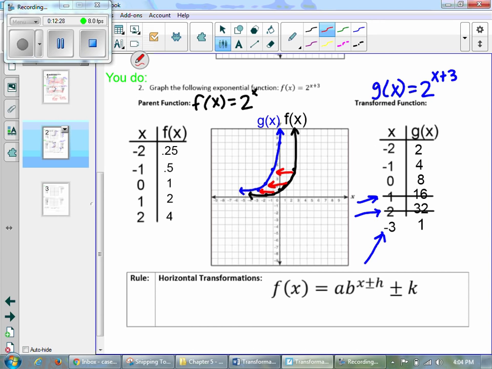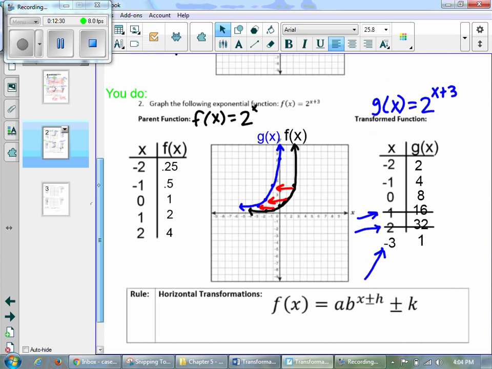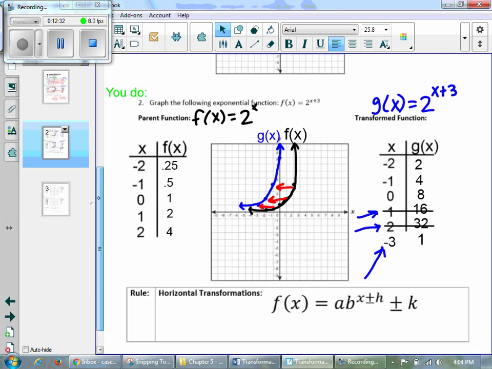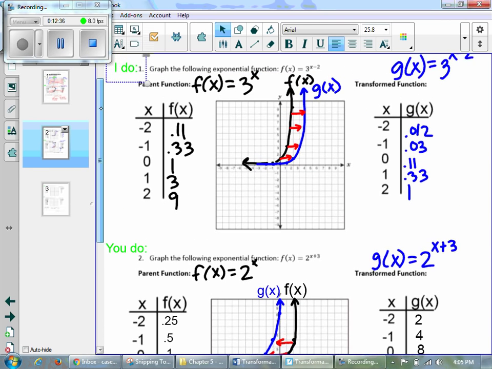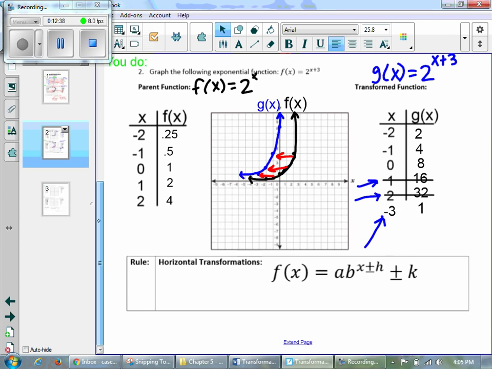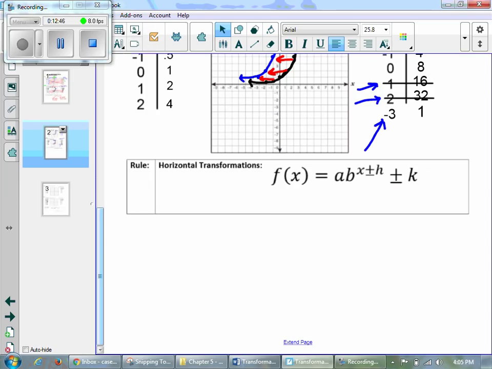What do we notice? In conclusion, if you look at the first one and the second one, and you look at the direction of my arrows from the parent function to the transformed function, you will conclude that there's a horizontal transformation, left and right shifts. That occurs when the power is being added or subtracted to a number. Not the k value, but the h value.